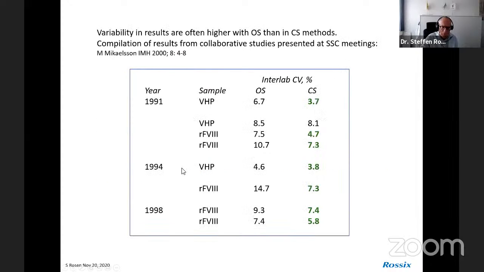Another cause of concern with the 1-stage methods is that they often show a greater interlab variability. This is a compilation of data presented at SSC meetings, from either in-field studies or calibration studies of international standards, compiled by Dr. Mickelson, who was a brilliant researcher at Kabi. And you can see that in all cases but one here, the Chromogenix substrate method had a lower interlab CV than the 1-stage method.